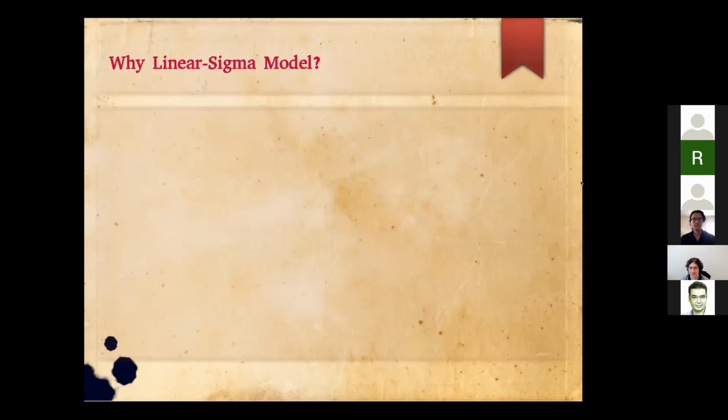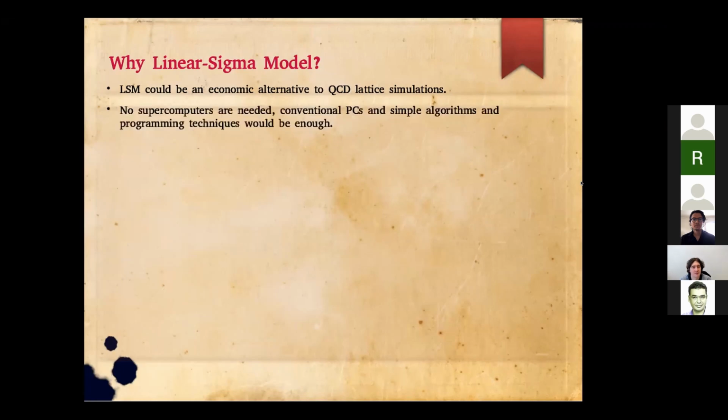Why do we use a linear sigma model? Because it is a very economic alternative to the QCD simulation. When you are working in a country like Egypt, you don't have the possibility to run supercomputers and so on, then you have to use an effective model. Also, it gives us an alternative to the QCD. There is no need to invest a lot in having supercomputers. You can run your model using more conventional PCs and also use very simple algorithm and programming techniques, which are enough.